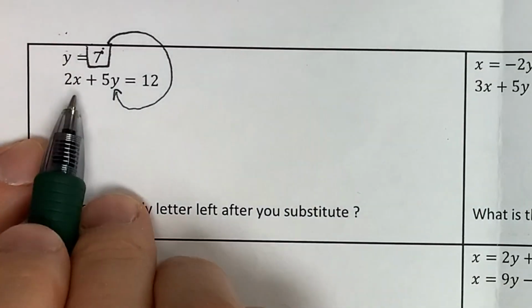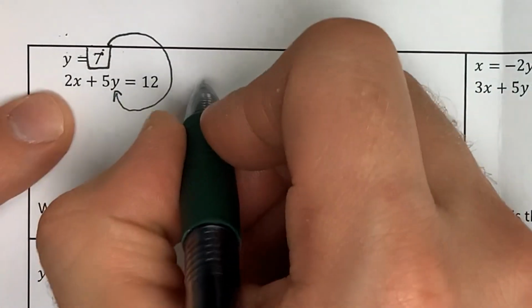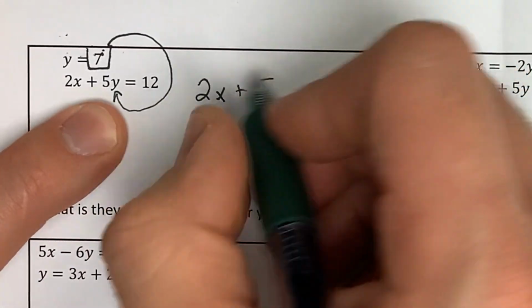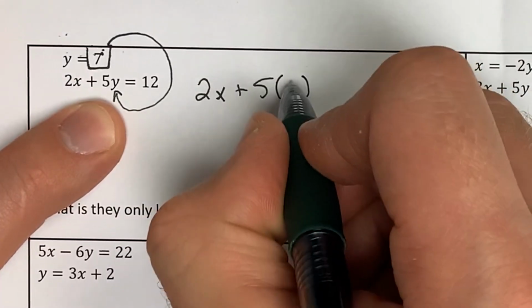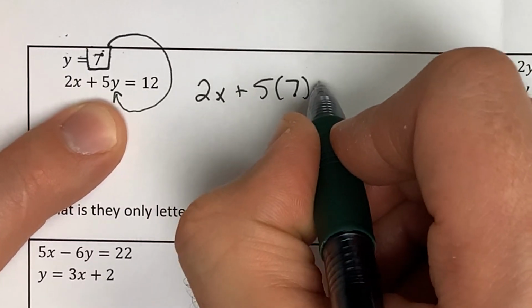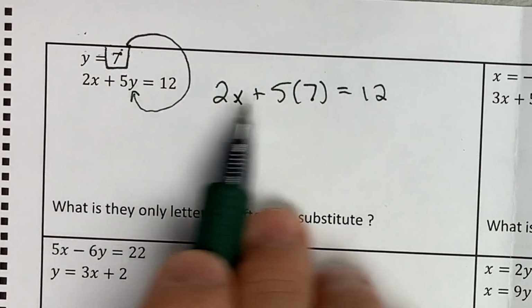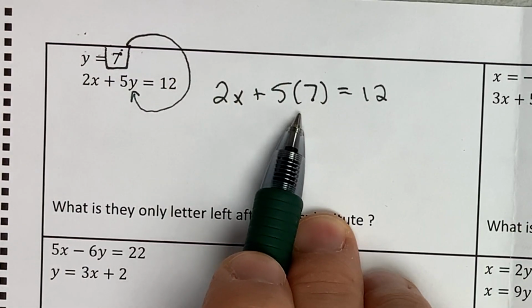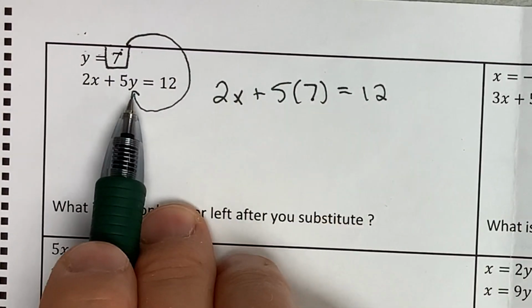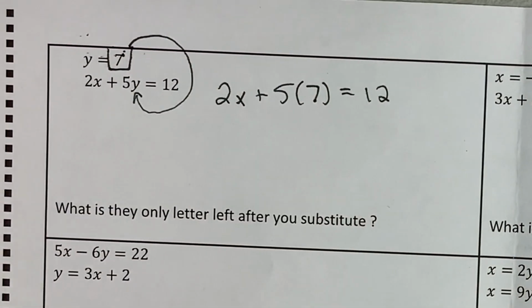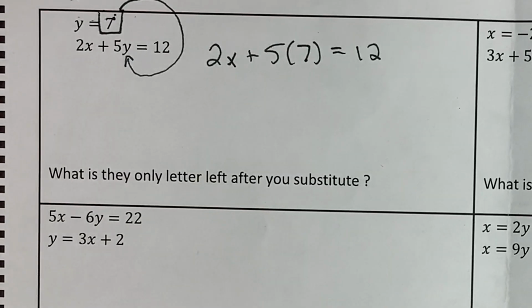So watch this. I'm going to rewrite this bottom equation over here. So my 2x, nothing happening. My plus 5, but instead of y, I'm going to plug in 7 and then finish it out, equals 12. So notice, this was rewritten over here. The only thing that I left out is I took out my y and I subbed in my 7. And I always use parentheses when I plug things into equations. It's a good habit. Just do it. And so that's it. There we go.